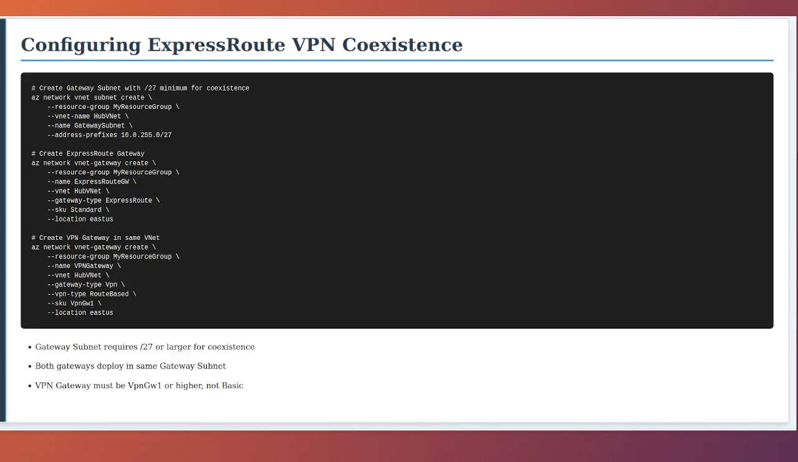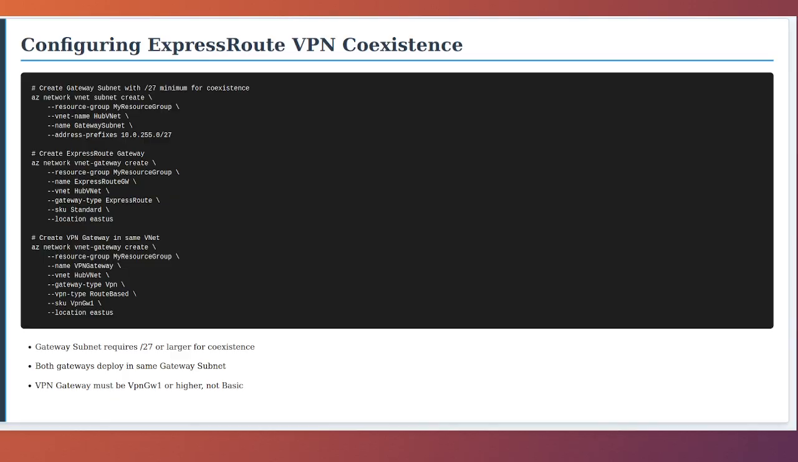This first command creates the gateway subnet with a /27 CIDR block using the az network vnet subnet create. The resource group parameter specifies the resource group containing your virtual network. The VNet name parameter identifies the virtual network, shown as Hub VNet. The name parameter must be exactly GatewaySubnet, with this exact spelling and capitalization, as Azure requires this specific name for gateway deployments.